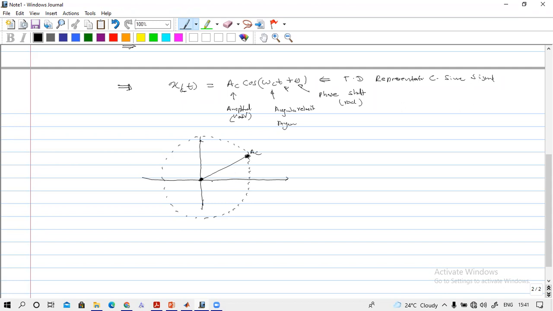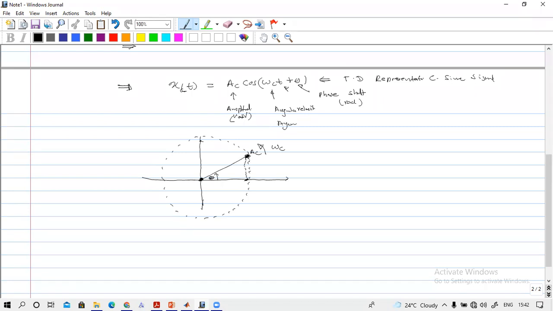This is the angle, so let's take this as theta. This is the angle at any time. For a sinusoidal signal, this particle is moving with constant velocity, omega c. Like this, it will create a sine wave.